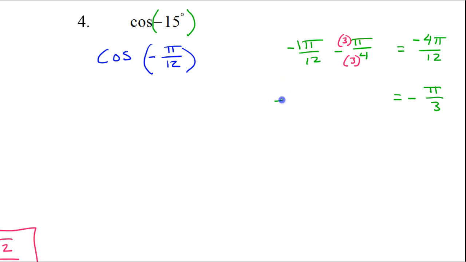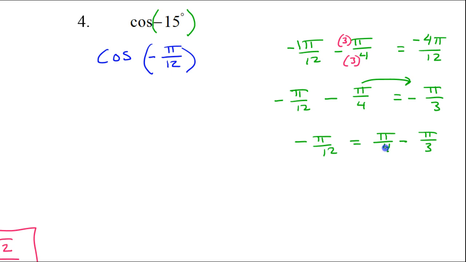Okay, so what I have is negative pi over 12 minus pi over 4 is equal to negative pi over 3. So adding pi over 4 to both sides, moving it over to the other side, that's going to give me negative pi over 12 is equal to pi over 4 minus pi over 3. Okay, that is great. I can work with this very nicely.